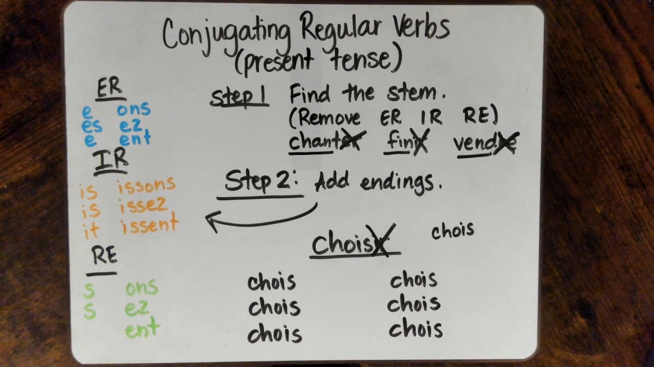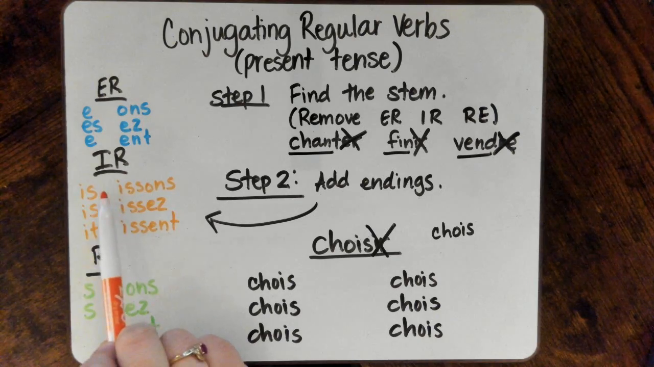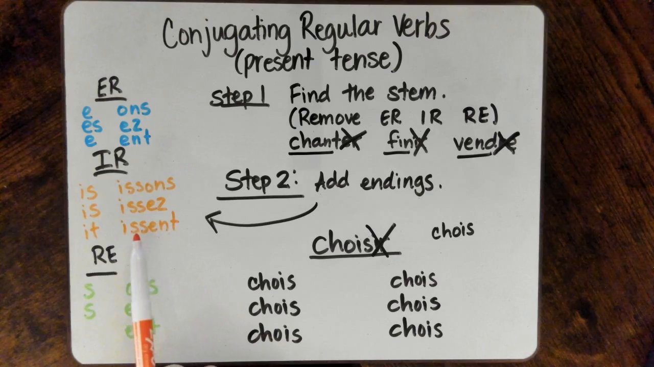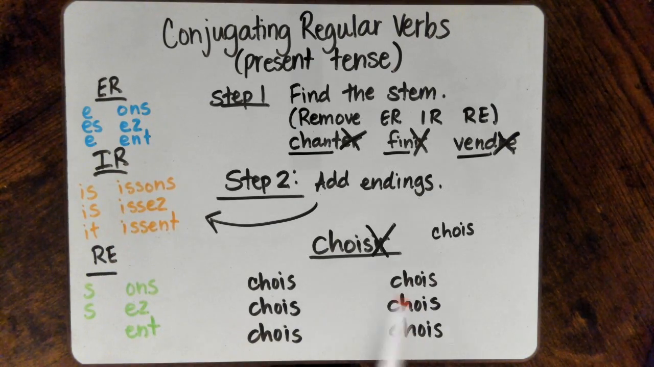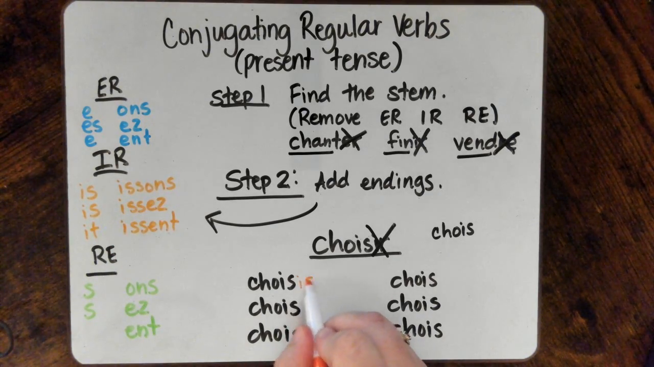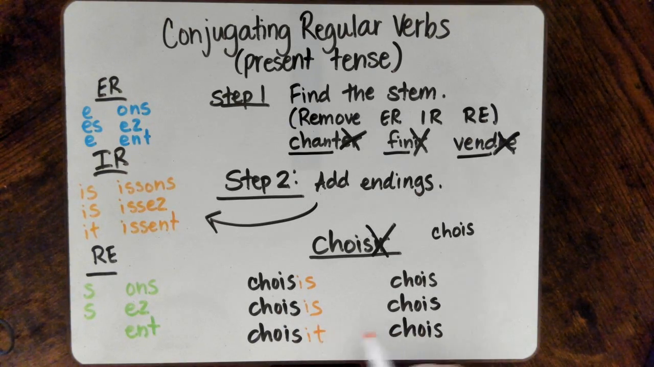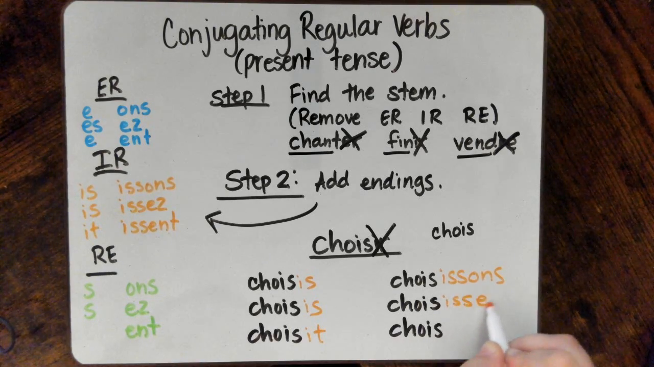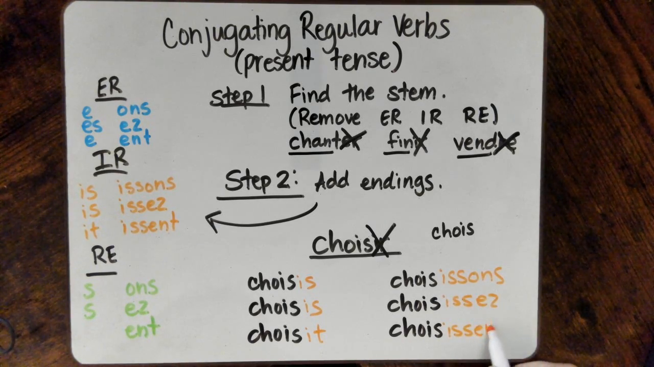And now step 2 is to add the endings. What are the endings for IR verbs? Look over here: IS, IS, IT, ISSONS, ISSEZ, ISSENT. These are going to get tacked on to the end of these. So IS, IS, IT, ISSONS, ISSEZ, ISSENT. Okay, we just conjugated a verb. Now let's do an RE verb.